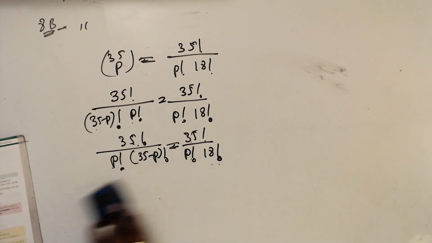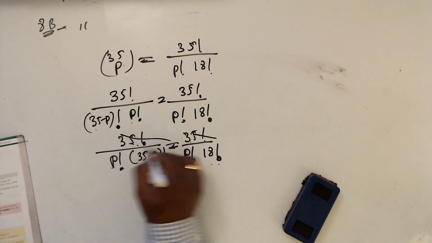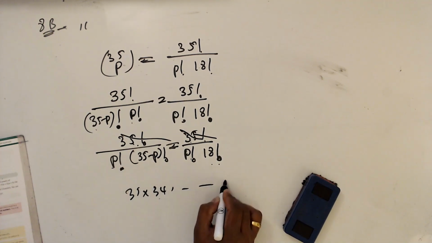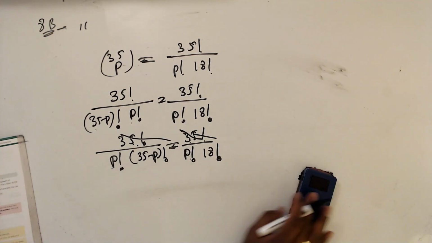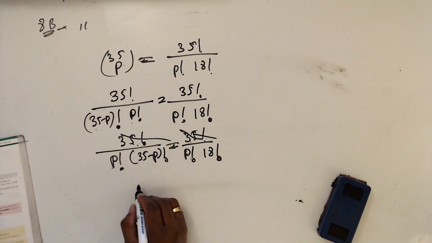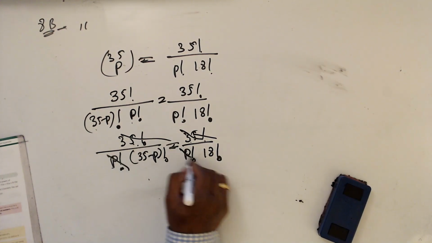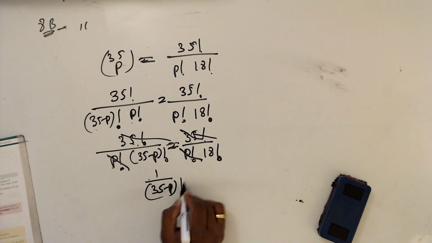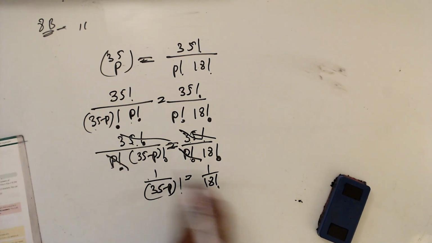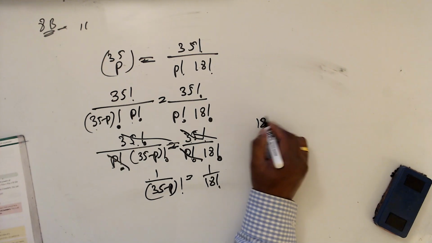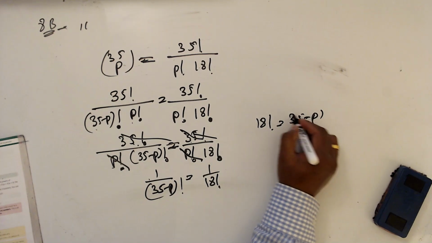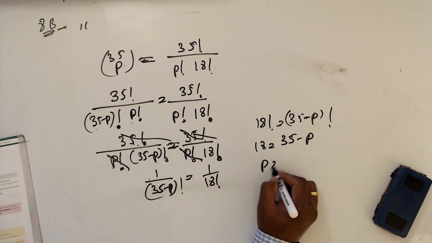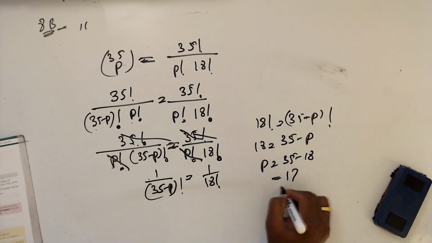You can do this one as well. Cancel out. This is a value, this is a value. The value has to be the same because 35 times 34 times up to 1. Right? This is a value, this is a value. And this is also going to be a value. Then remaining is 1 over factorial 35 minus p over 1 over factorial 18. Then cross multiply. Factorial 18 equals factorial 35 minus p. Then 18 equals 35 minus p, so p equals 35 minus 18, which is 17.